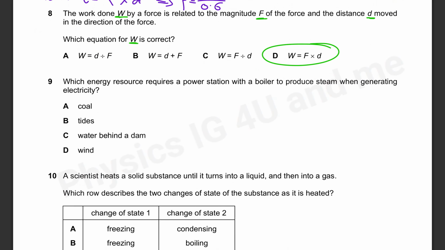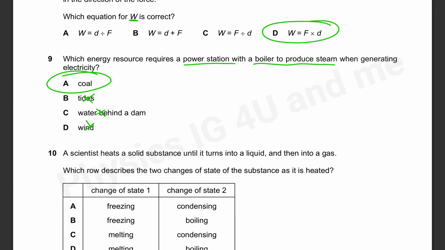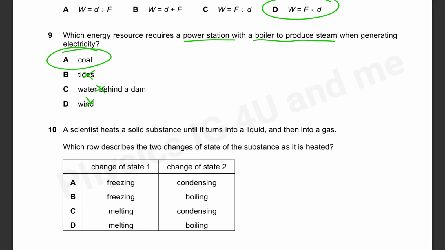Which energy resource requires a power station with a boiler to produce steam when generating electricity? Not tides, not dams, not wind. We need coal. Okay, the energy resource that needs a power station with a boiler.